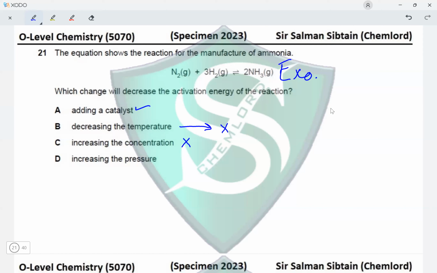Option D, increasing the pressure. So for an equilibrium, an increase in pressure favors the side with the lesser number of moles. If you look at this equilibrium, there are 4 moles of reactants and 2 moles of products. So if the pressure is increased, the forward reaction would be favored. However, favoring the forward reaction will have no effect on the activation energy for this reaction. So eliminating options B, C, and D, option A is the correct option for this question.